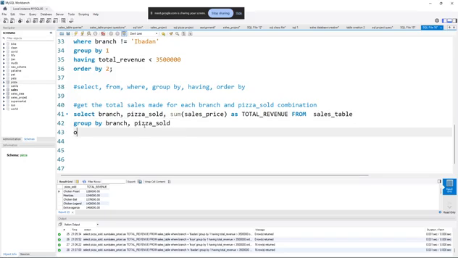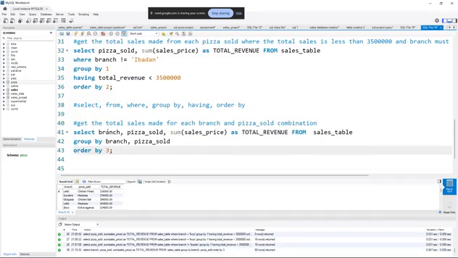Then if I want to order by 3, because this is the third one, right? This is the third column. This is the first, second, third. Order by 3. Then I'll close it. Then I'll run it.